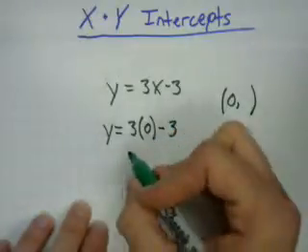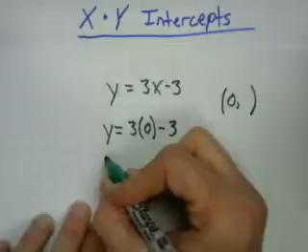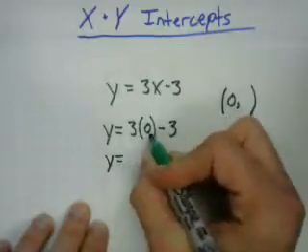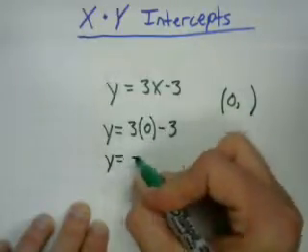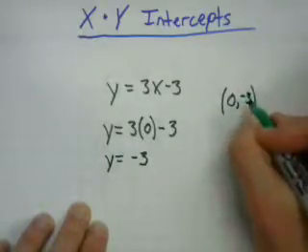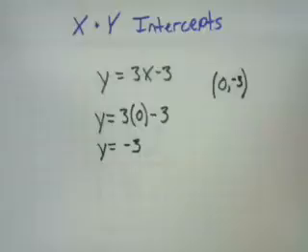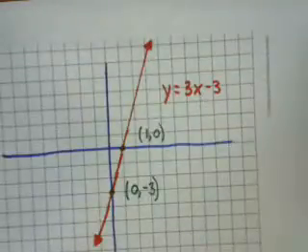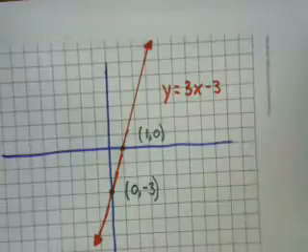But here, y equals 3 times 0. Well, let's go ahead and work that out. 3 times 0 is 0, and I'm left with minus 3. So here, my y equals negative 3, just how it was on the initial graph. So here, negative 3. Okay, so that concludes our lesson on x and y intercepts.